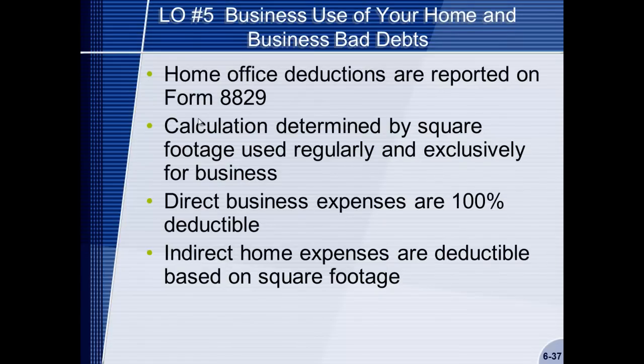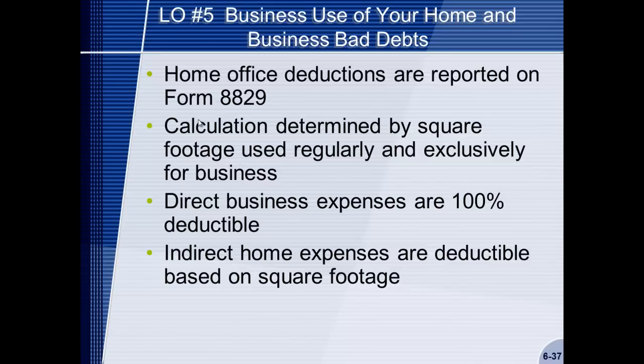Home office deductions are reported on an 8829 calculation determined by square footage used regularly and exclusively for business. So if my home is 1,000 square feet and the room I use for my office exclusively is 250 square feet, that'll be 25% business use of home.